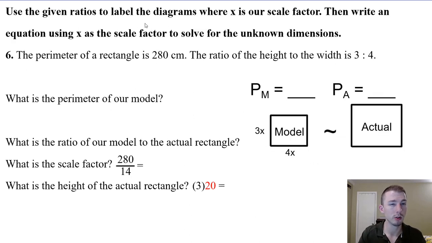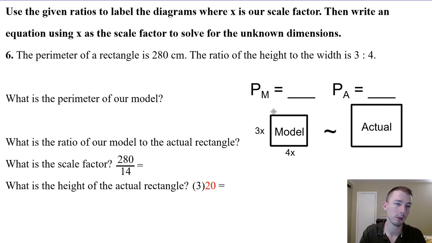Use the given ratios to label the diagrams where x is our scale factor, then write the equation using x as a scale factor to solve for unknown dimensions. So the perimeter of a rectangle is 280 centimeters. The ratio of the height to the width is 3 to 4. What's the perimeter of our model? So our model comes from the reduced ratio of 3 to 4. So it's like 3x and 4x, where x is the scale factor we're multiplying to go from our model back to the original unreduced ratio of the actual one.